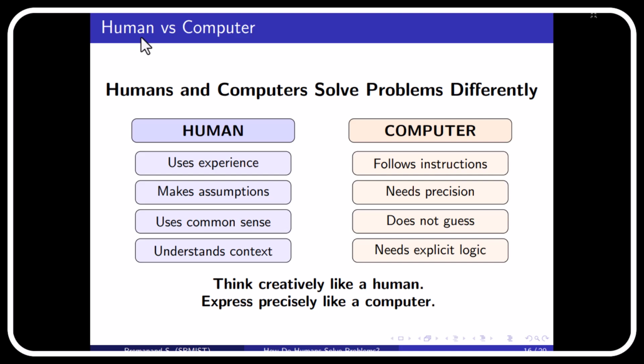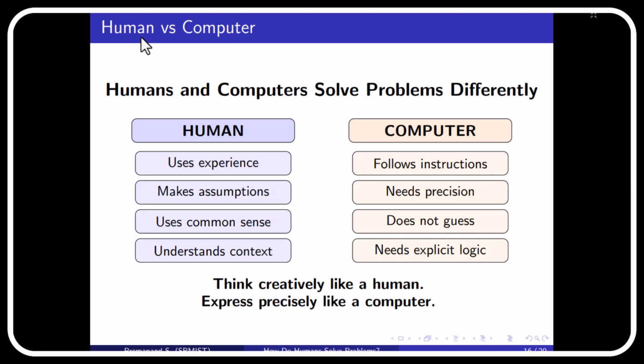But a computer is different. A computer follows instructions. It needs precision. It doesn't simply guess what we mean, it needs explicit logic. And that's why programming is interesting. We have to take our human thinking and express it precisely enough for a computer. Think creatively like a human, express precisely like a computer.